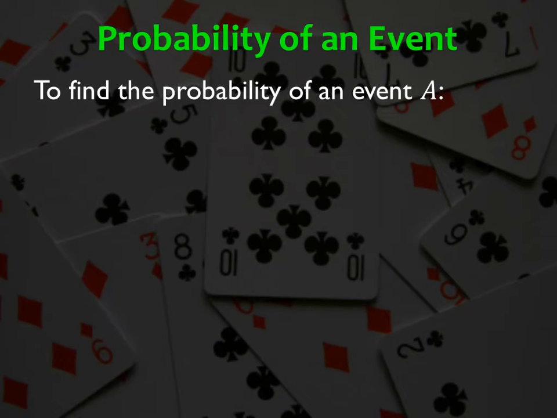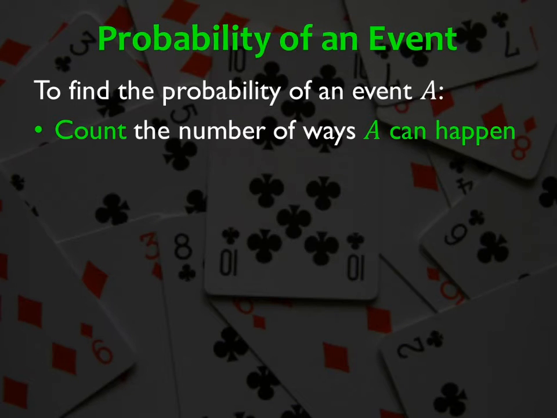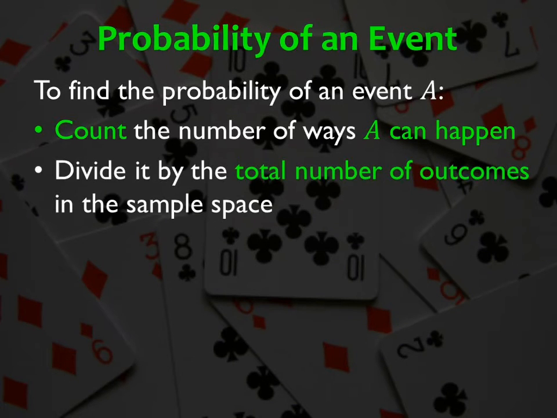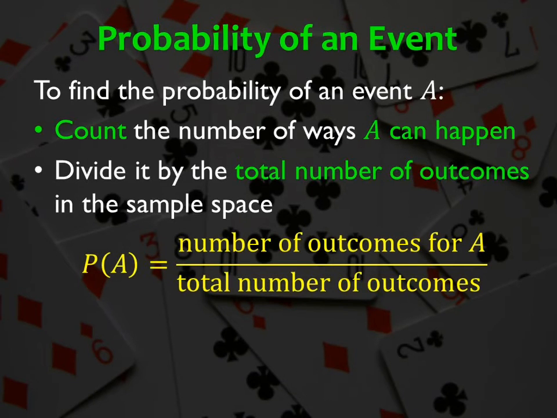So the probability of an event. To find the probability of an event A, you can count the number of ways A can happen, and you divide it by the total number of outcomes in the sample space. So P of A equals the number of outcomes where A can happen divided by the total number of outcomes. In lesson 2, we looked at permutations and combinations. Those gave us the number of possible outcomes. We can do similar things to find the number of outcomes that satisfy event A. We divide those two to get the probability.